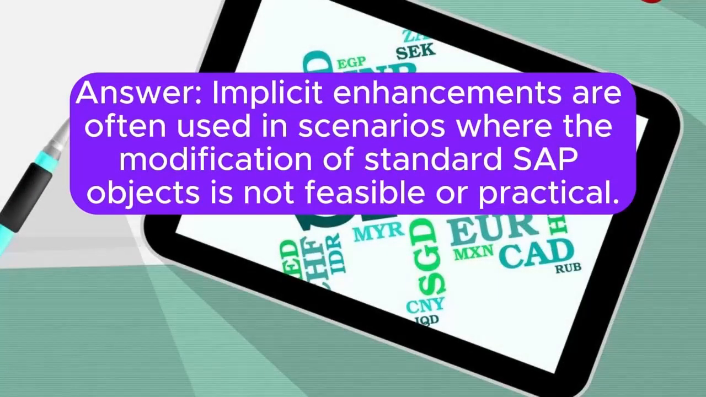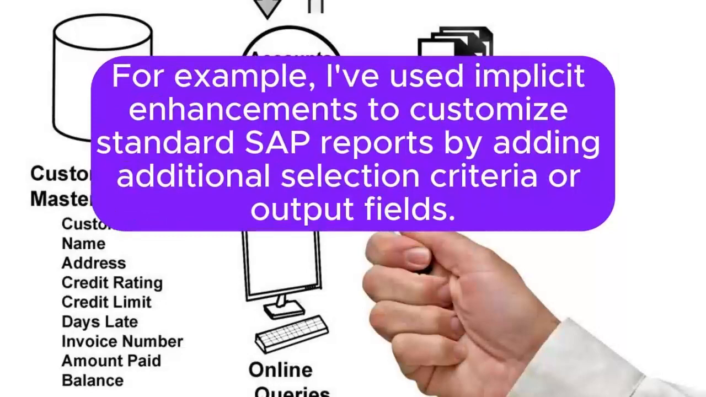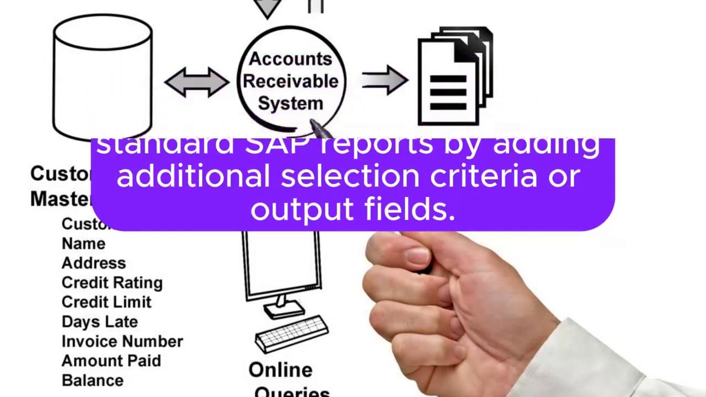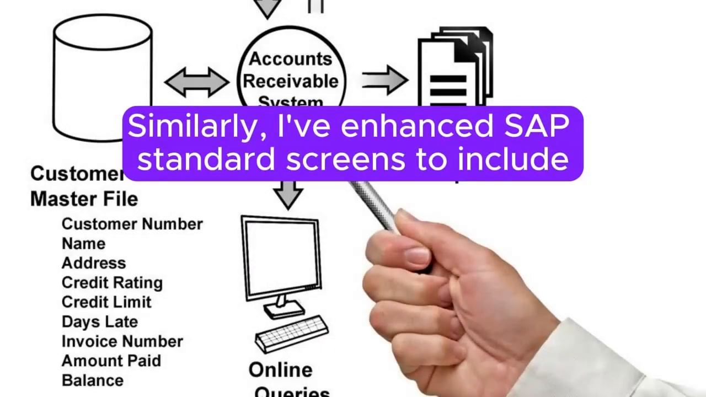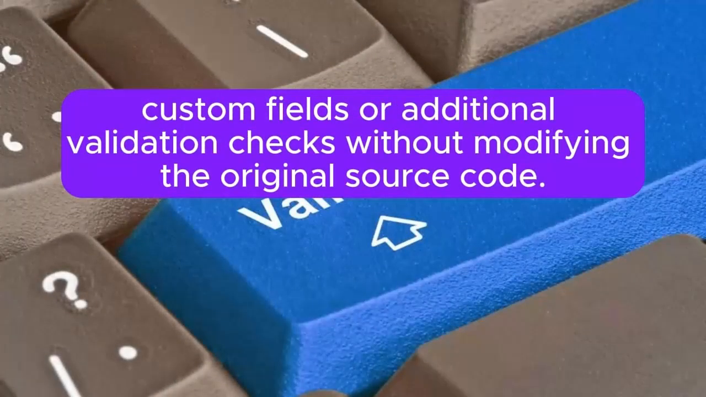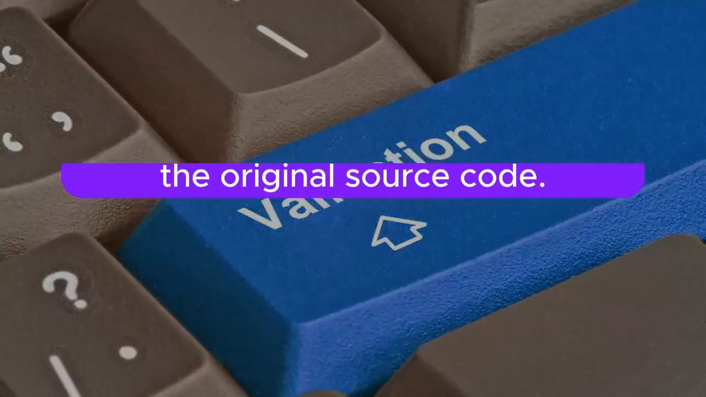23. Can you provide examples of real-world scenarios where implicit enhancements are used effectively? Answer. Implicit enhancements are often used in scenarios where the modification of standard SAP objects is not feasible or practical. For example, I've used implicit enhancements to customize standard SAP reports by adding additional selection criteria or output fields. Similarly, I've enhanced SAP standard screens to include custom fields or additional validation checks without modifying the original source code.